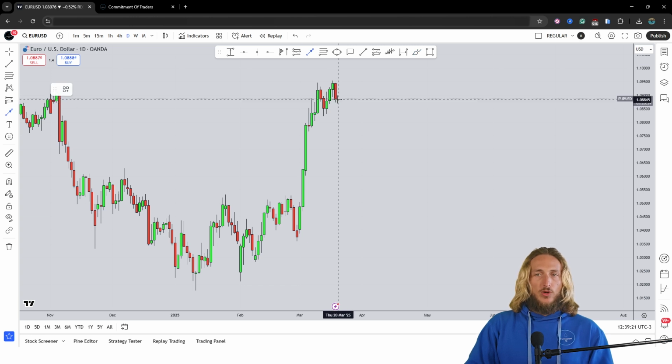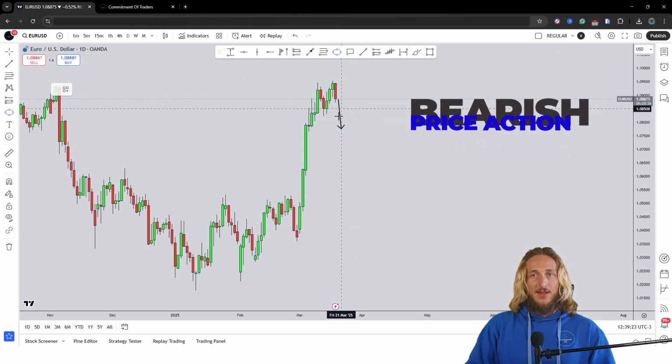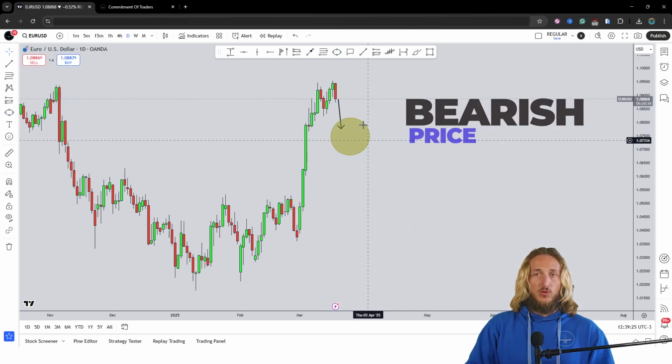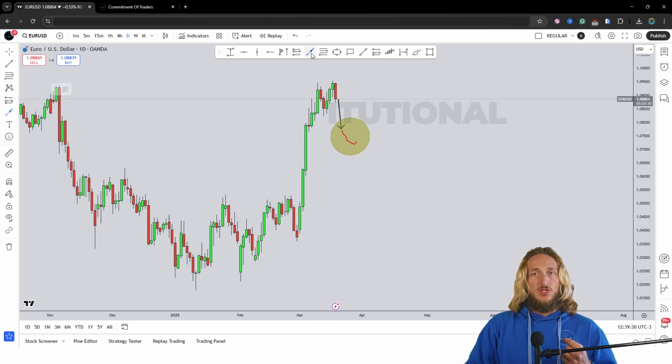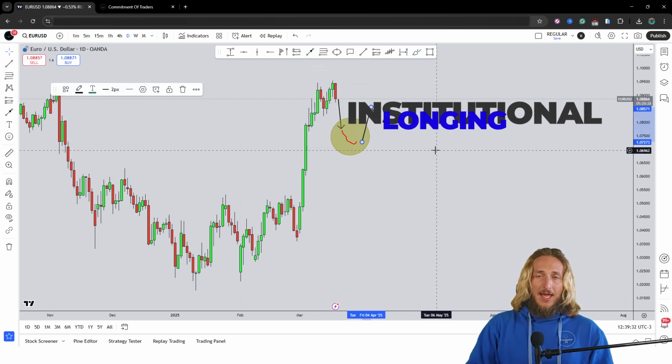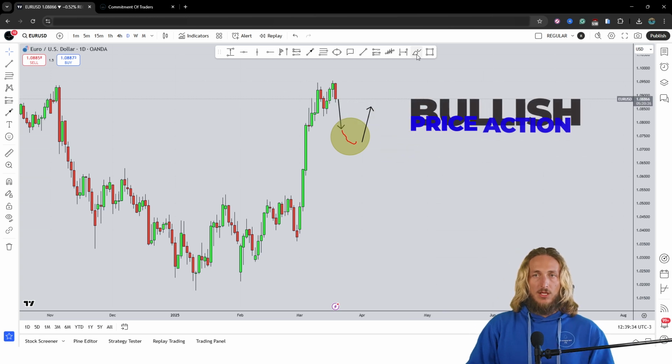Therefore, if the market would create this rejection to the downside and print this M pattern, and the market would shift from an intraday bearish to a bullish market, I wouldn't be surprised to see more institutional longing and a potential rejection to the upside, completing this M pattern. That definitely wouldn't surprise me.